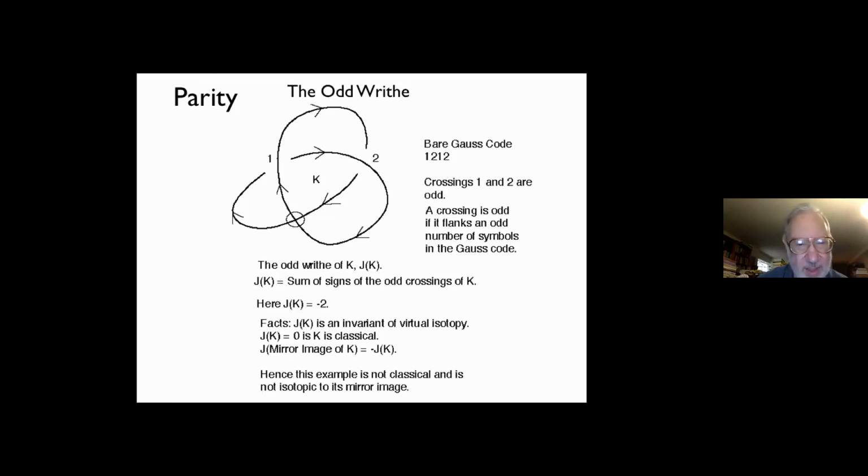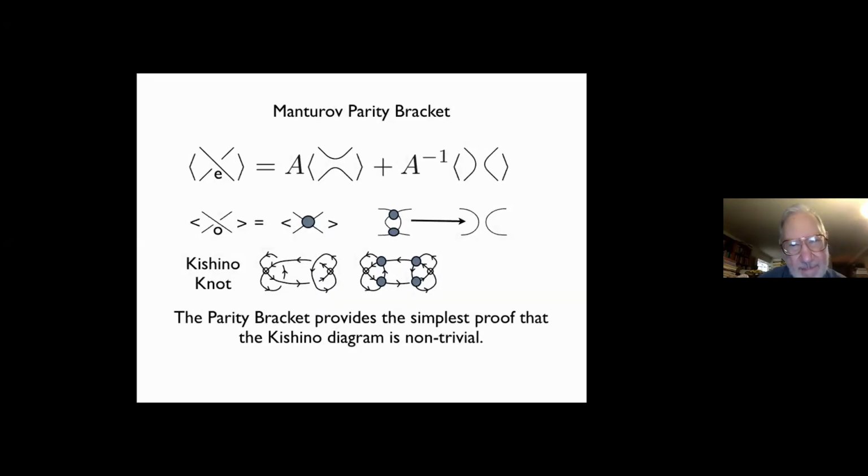It's zero on classical knots, and under mirror images, it changes sign. So among other things, knowing that, we've proved that this knot here is inequivalent to its mirror image. Very easy. So parity is a good thing. And there is a very beautiful idea for getting more information about parity that's due to Vasily Manturov.